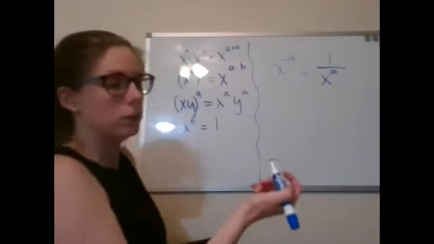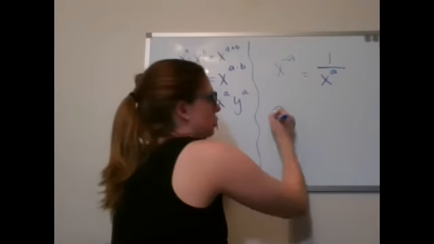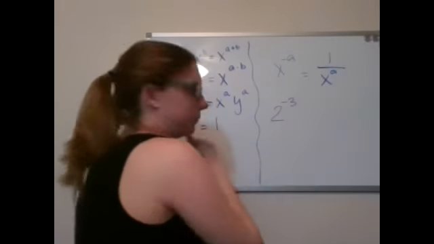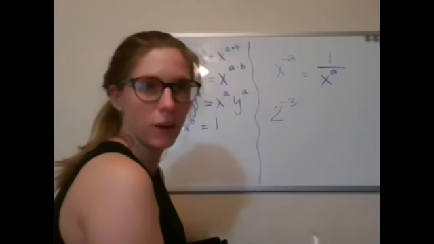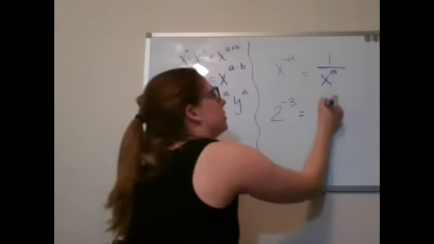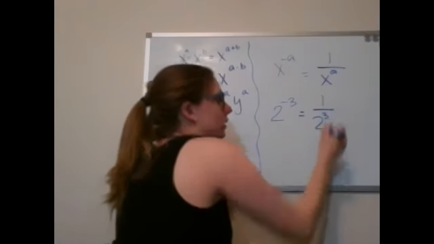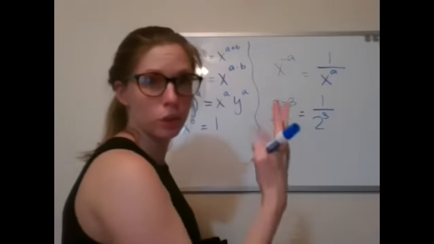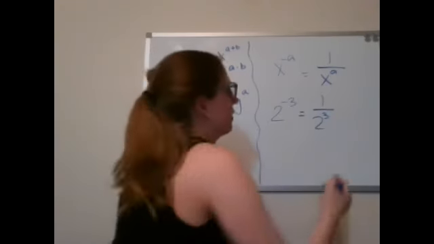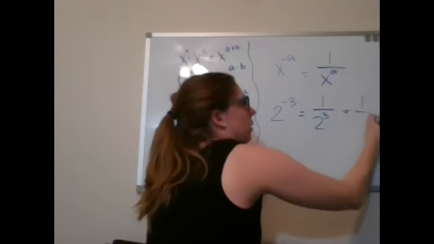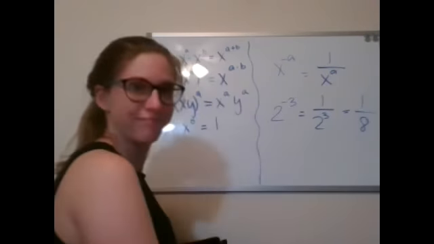So an example here would be 2 to the negative 3. How do you do 2 to the negative 3? There's not an easy way to explain it, but I know how to explain 2 to the third power, which is 2 times 2 times 2, which is 8. I should know that faster than that. So this would be 1 over 8, okay?